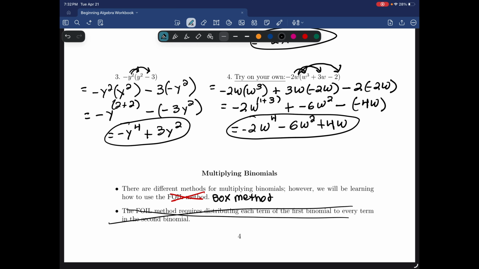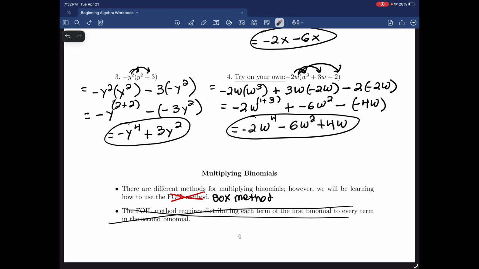Alrighty, so now we're going to take a look at multiplying binomials. And recall, a binomial is just a polynomial with two terms. And there are different methods to multiplying binomials. However, I will be teaching the box method.